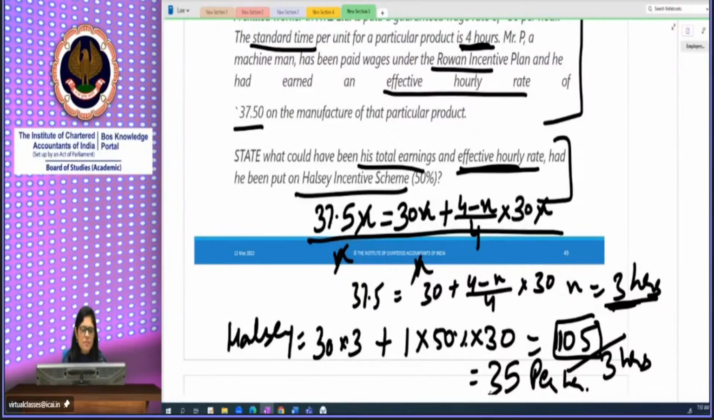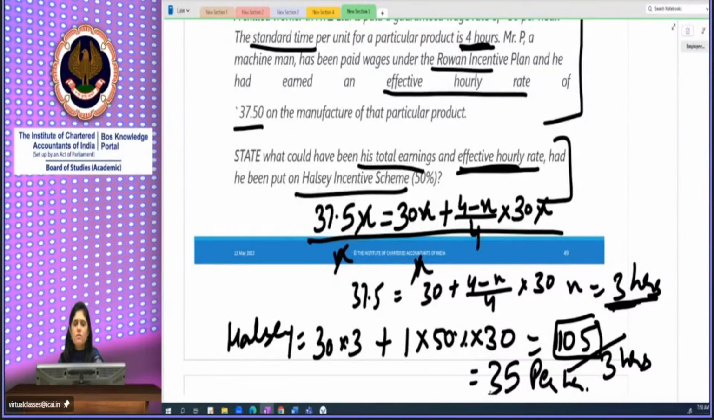Any doubt in this question? First we should have the complete information of time allowed, time taken and rate per hour. If you have all three, you can calculate the bonus under Halsey and Rowan. If you don't have any of them, you have to assume it as X or Y and first calculate it. You have the checklist of all three components; only then can you approach the question and calculate whatever is required.